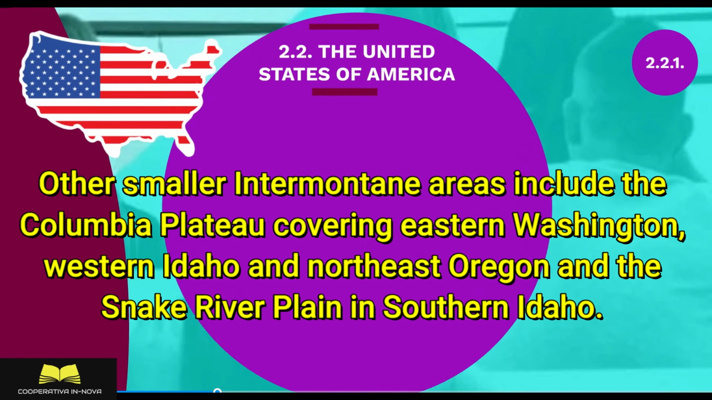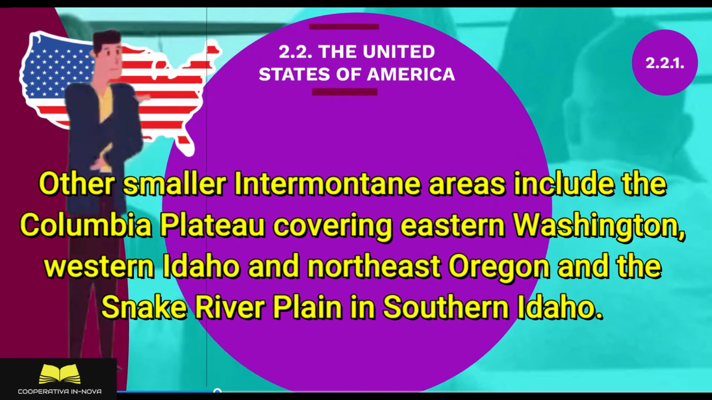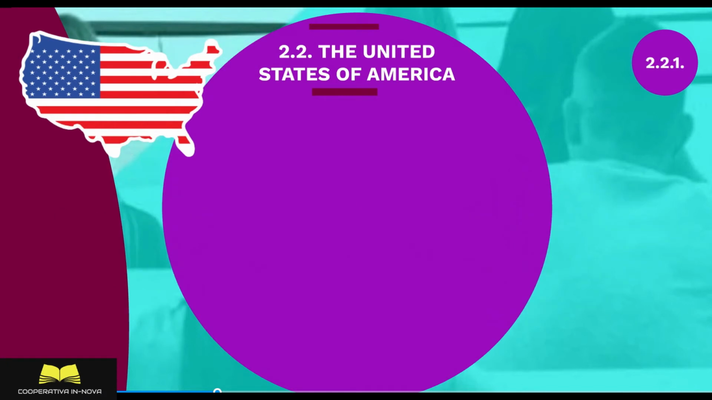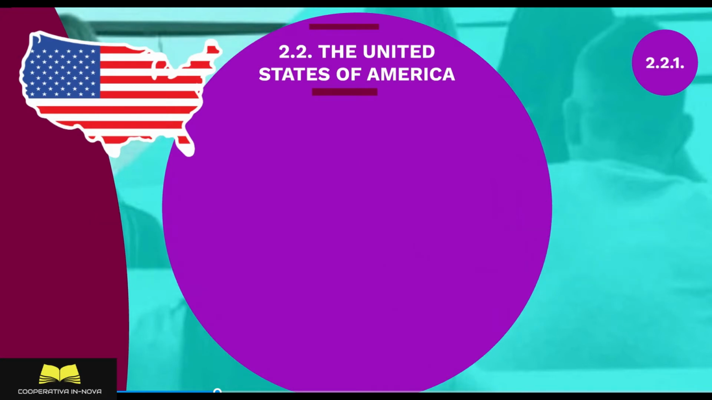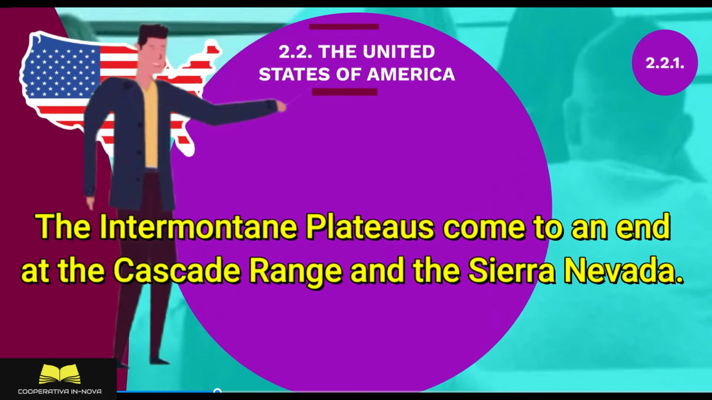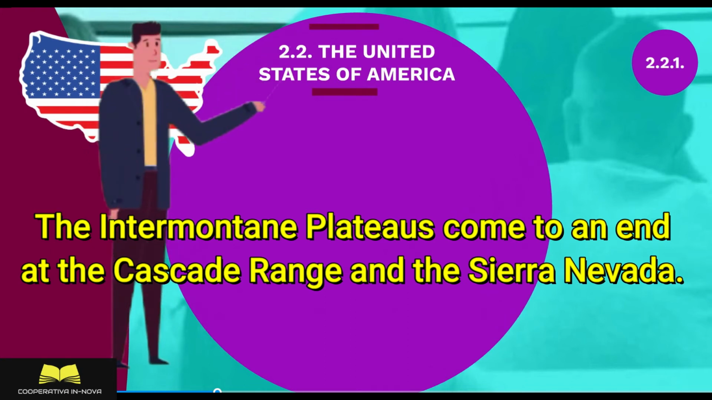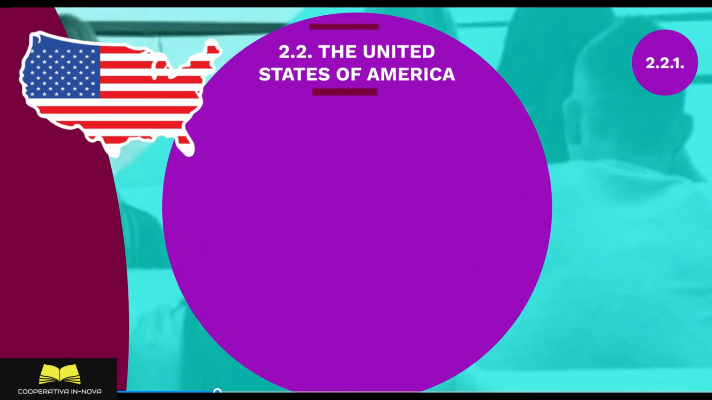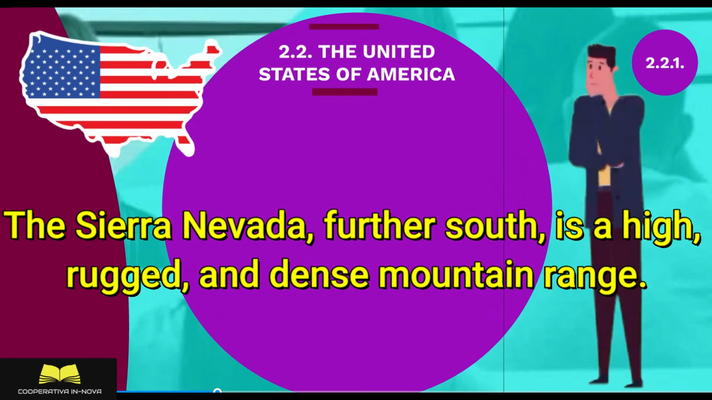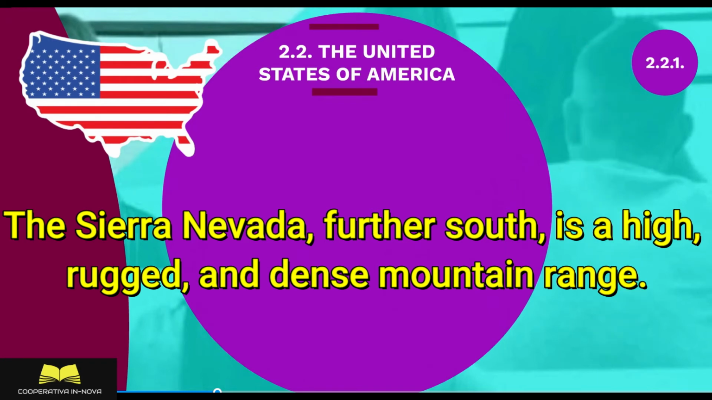Other smaller intermontane areas include the Columbia Plateau covering eastern Washington, western Idaho, and northeast Oregon, and the Snake River Plain in southern Idaho. The Grand Canyon is among the most famous locations in the country. The Intermontane Plateaus come to an end at the Cascade Range and the Sierra Nevada. The Cascades consist of largely intermittent, volcanic mountains, many rising prominently from the surrounding landscape. The Sierra Nevada, further south, is a high, rugged, and dense mountain range.